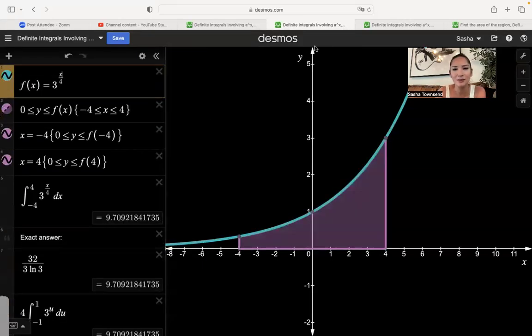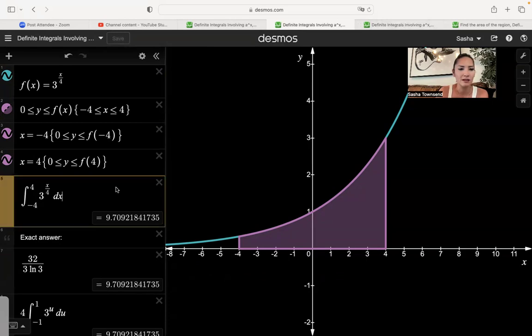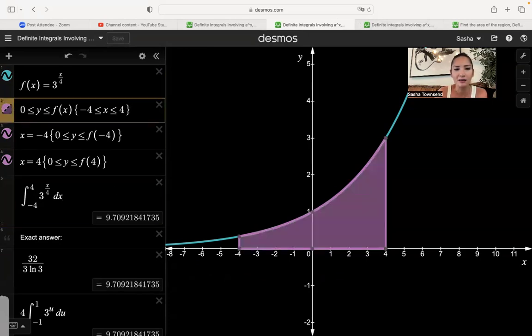Usually I don't use Desmos for that, but it's a good way to check your work. I would encourage all of my students to visualize regions, try to do it on paper, but then also visualize it graphically on desmos.com. Make sure that you understand what the graph actually looks like, and then compare your answers to those calculated by the graphing calculator.